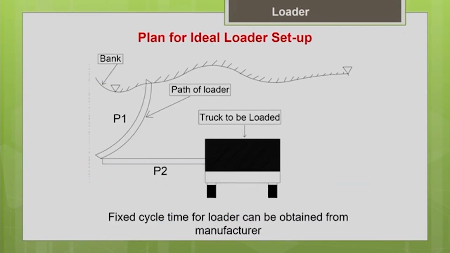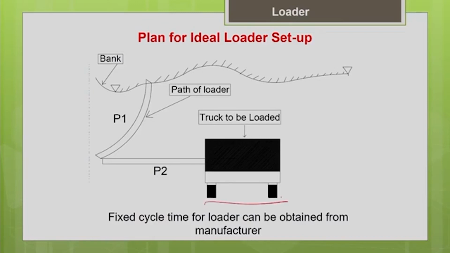So, this picture shows the plan for the ideal loader setup. Basically, though the loader is able to transport the material for a certain haul distance, it is always preferable to place the truck as close to the loader as possible, particularly for the track mounted loader, for which the economic haul distance is less than 100 meters.